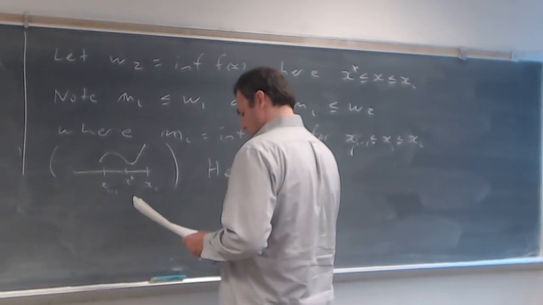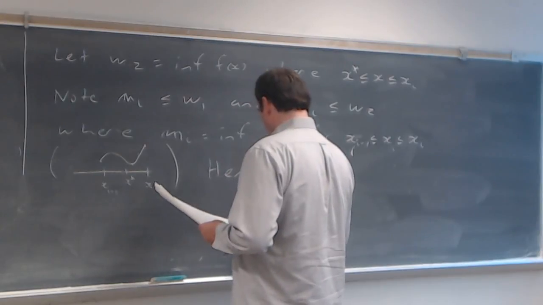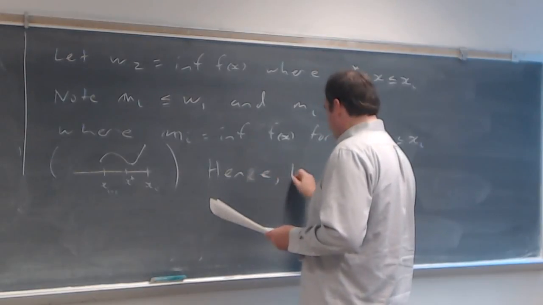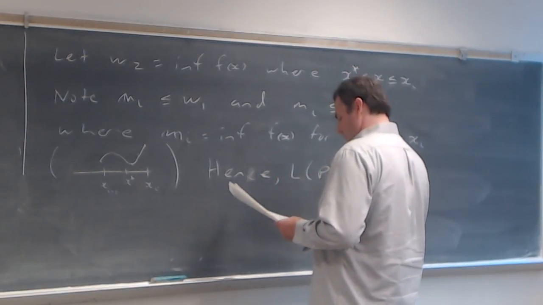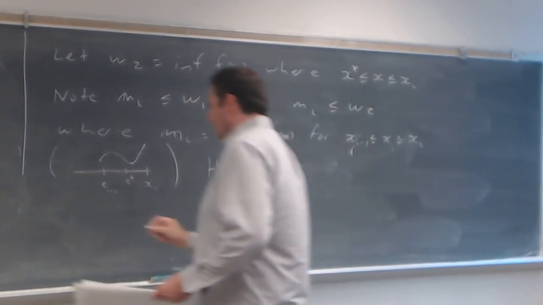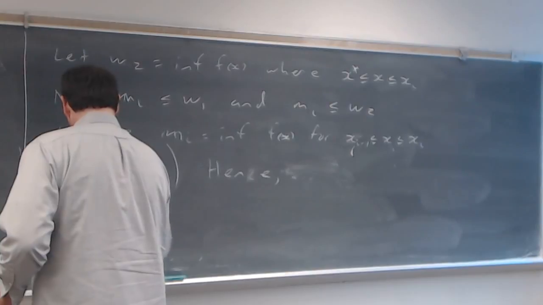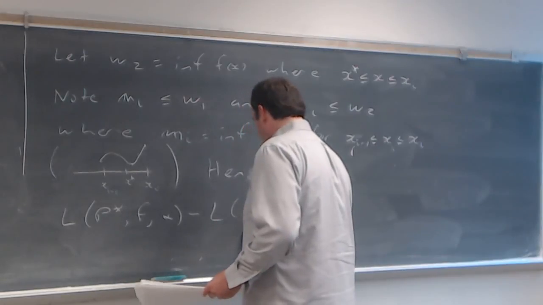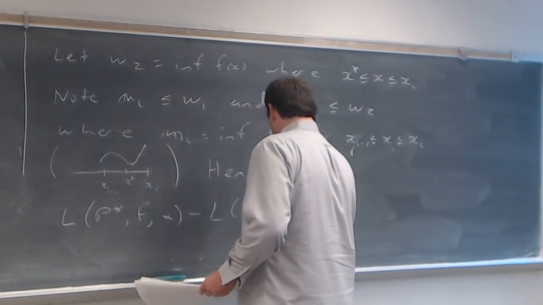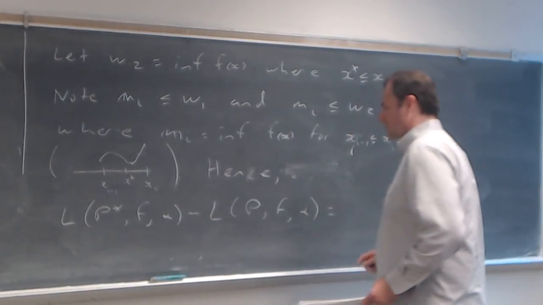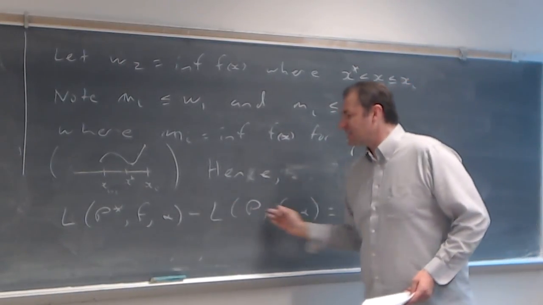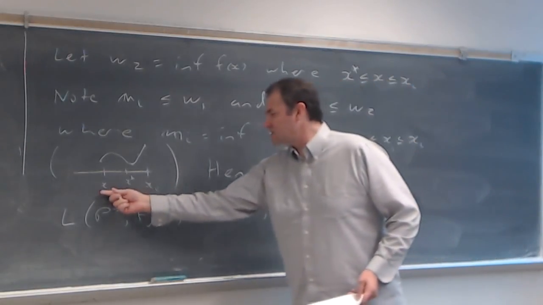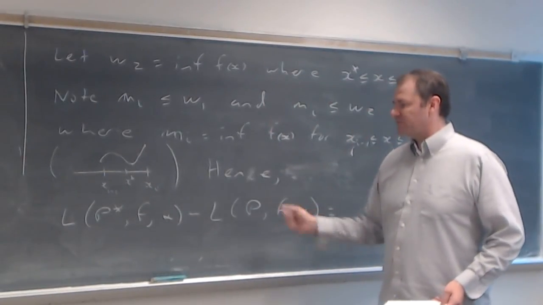That tells us, hence, let me write this down: the lower sum involving the refinement P star, f, and alpha minus the lower sum involving P, f, and alpha. What is this going to be equal to? Remember, they're the same almost everywhere. The only time that they're different is over the interval from x sub i minus 1 to x sub i. Everything else involved will be the same.